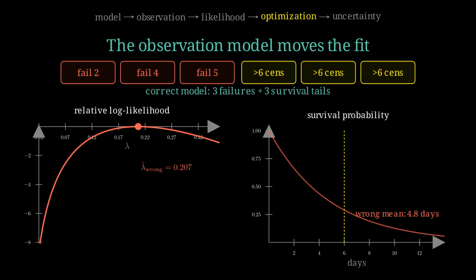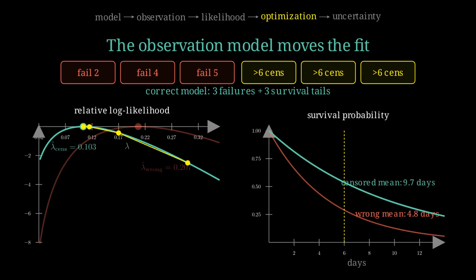Now restore the 3 censoring arrows. The correct likelihood has only 3 failure terms, while all 29 machine days remain. Its peak moves left. A numerical optimizer evaluates the curve and settles near rate 0.103 per day. The fitted survival curve lifts, and the estimated mean lifetime becomes about 9.7 days.